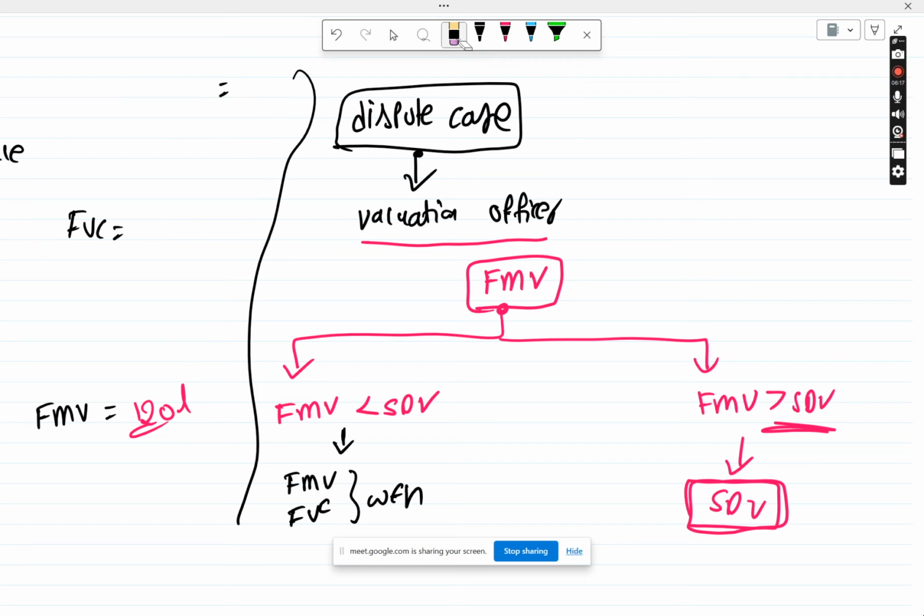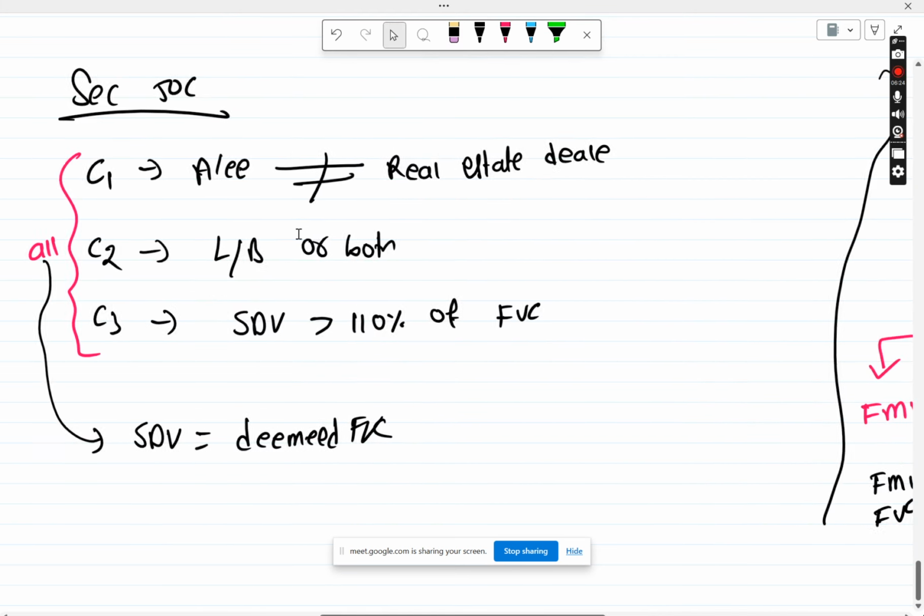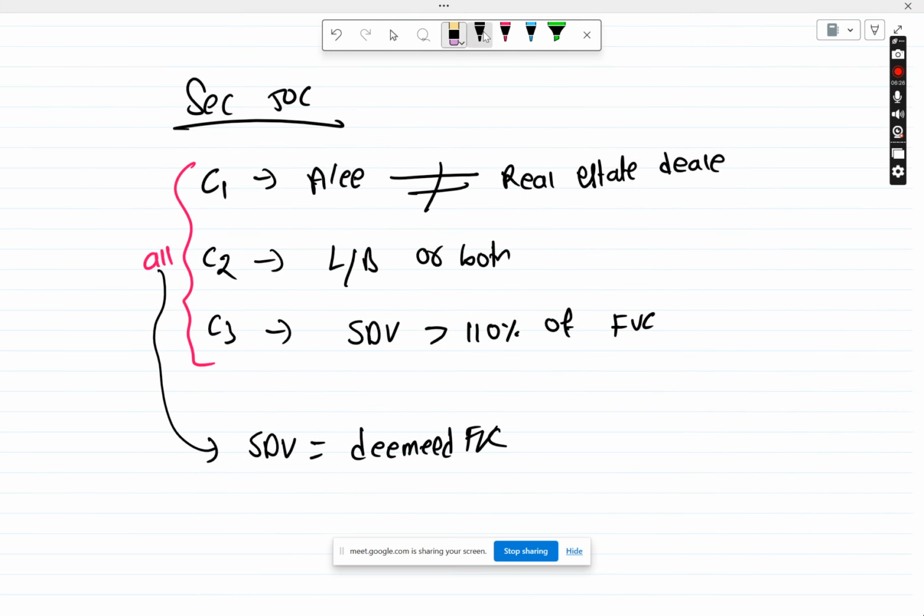A similar section will be there in PGBP also. So here the assessee should not be a real estate dealer. One of the conditions is that the assessee should not be a real estate dealer, and if he is a real estate dealer, it will be taxed under PGBP.